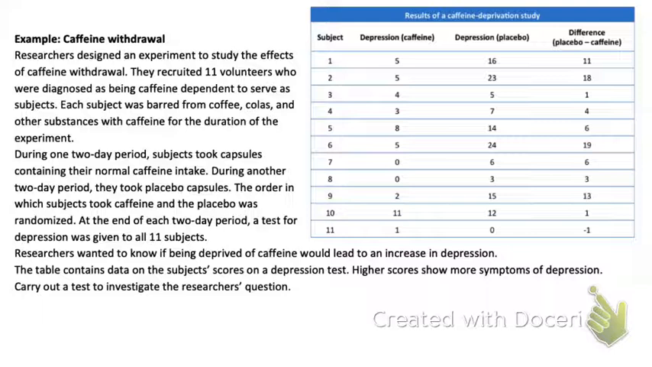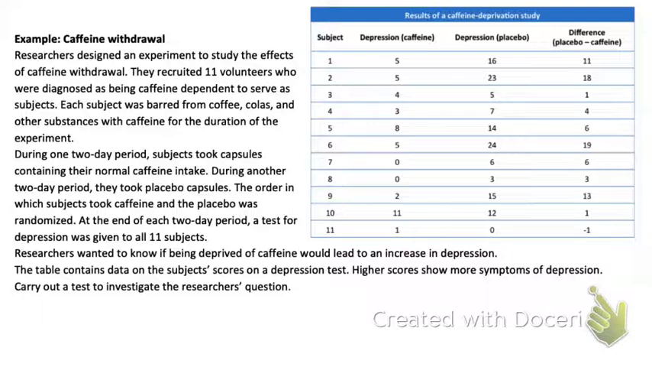Now look at the placebo. Notice the scores have gone up for pretty much everybody. Who is the most depressed when you take away their caffeine? 6. Oh boy, get that person some help. Who is the least depressed when you take away their caffeine? 11. Oh, look at 11. 11 seems to be an anomaly. What happened to 11? They actually got less depressed when we took away their caffeine. So they should probably stop caffeine.